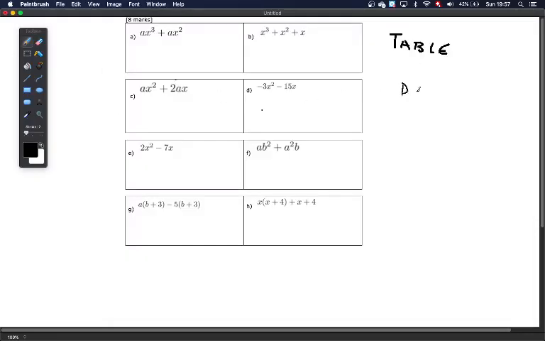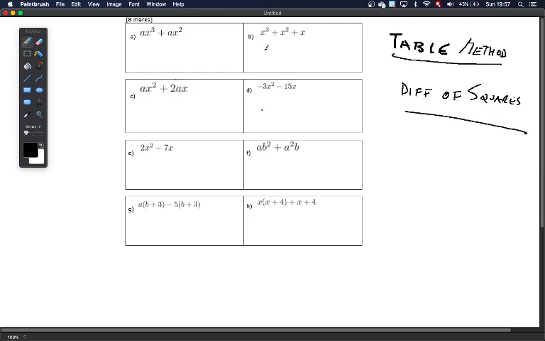Okay, for this, you have to use the two methods that I showed you, the difference of squares method and then the table method. You have to look at each question and figure out which one to use. The difference of squares always has two terms with a subtraction sign between them, and you should be able to square each term. We'll look at that in a moment.